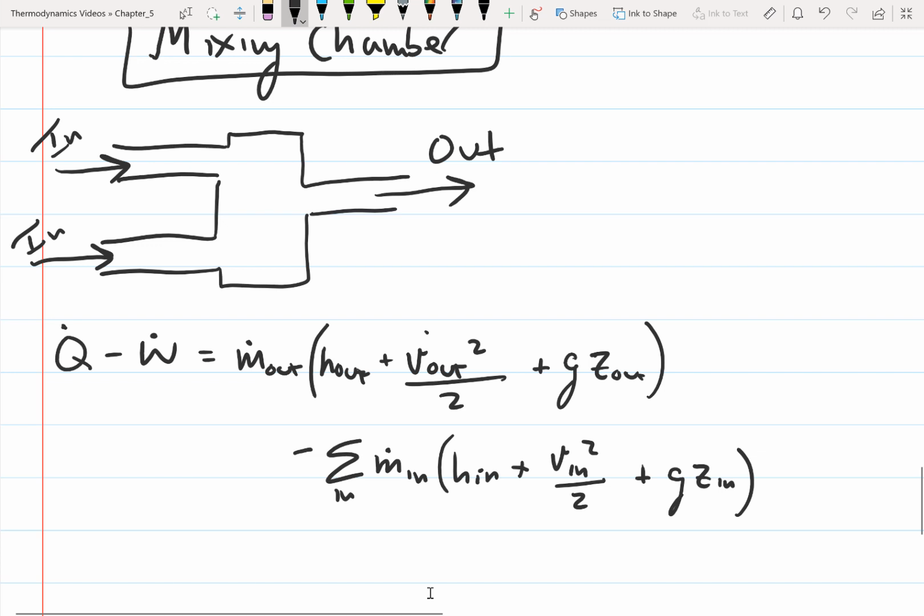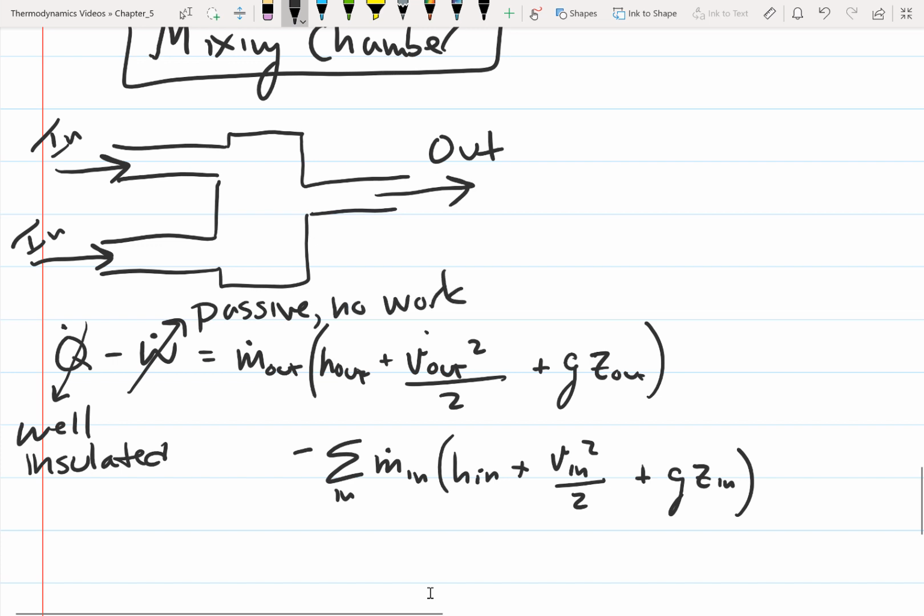First of all, these mixing chambers are often well insulated, so we can often assume that Q is 0. So this is 0 if it's well insulated. If it's not well insulated, that term isn't going to be 0, so make sure that you know that before you assume it's 0. And then these are passive devices, so there's no work. And also the velocities in these mixing chambers are often really low and unchanging.